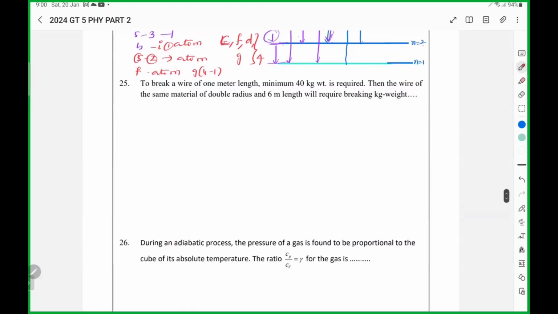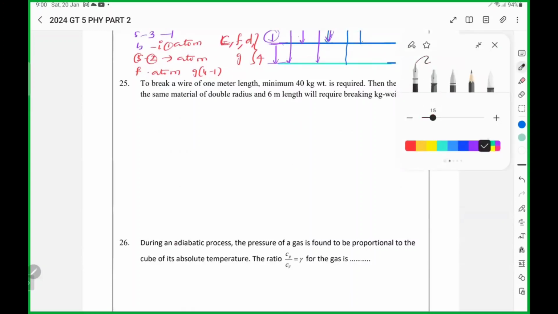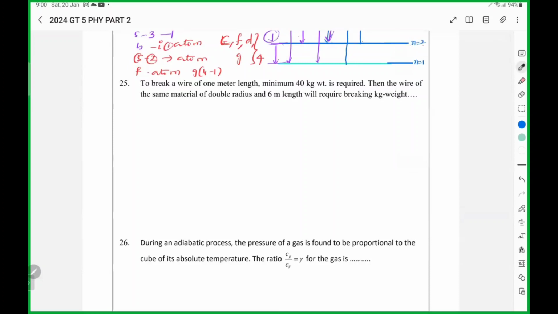So here breaking strength depends on stress, which is force per unit area. It is independent of length.